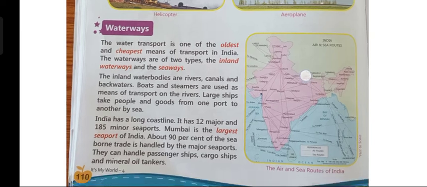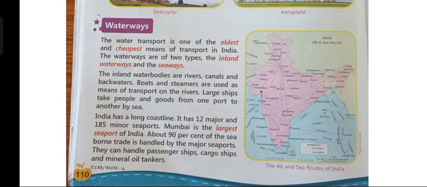Now, next we will study about waterways. Water transport is one of the oldest and cheapest means of transport in India. The waterways are of two types, the inland waterways and the seaways. The inland water bodies are rivers, canals, and backwaters. Boats and steamers are used as means of transport on the rivers. Large ships take people and goods from one port to another by sea.